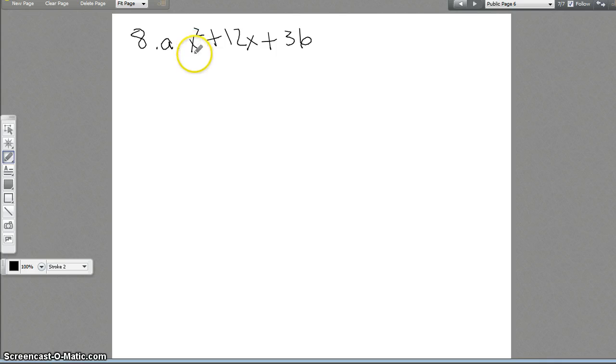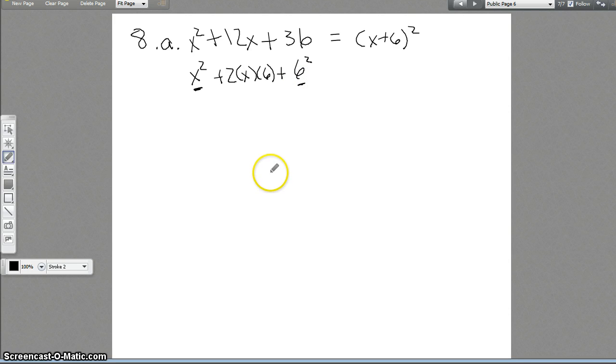Our first term is something that we can write as a square, x squared. Our last term is something that we can write as a square. Our middle term is even, so that's good. Is this the double of the product of our first term and our last term? 2 times x times 6 is 12x, so that means that we can write this as the square of a binomial, and it would be x plus 6 squared, because our first term was an x that we squared and our last term was a 6 that we squared.